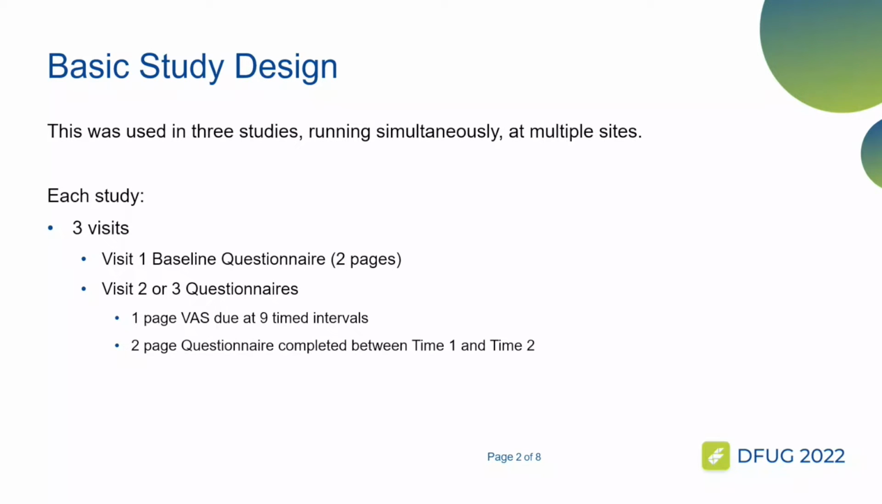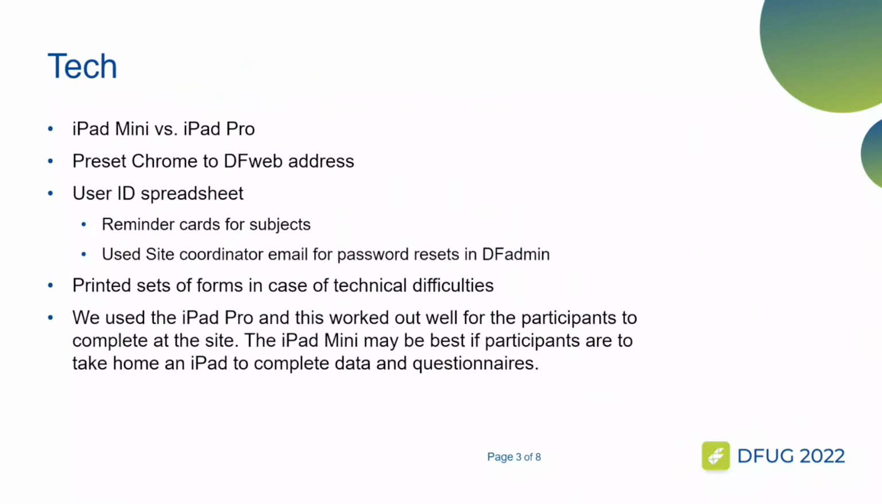And then between the time 1 and time 2, there was a multiple choice questionnaire that had to be completed as well. So there's a lot of very specific timing of all of this, and that's one of the reasons why we thought we would try to use DFweb instead of paper for this trial. It seemed to be a good fit for a first-time effort.